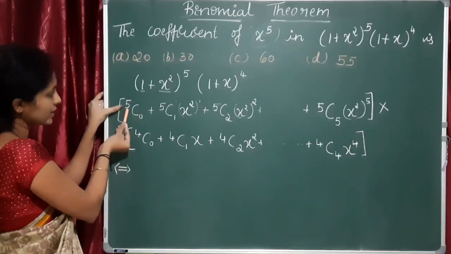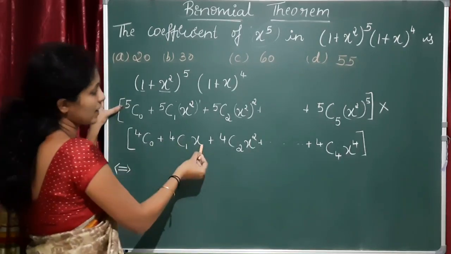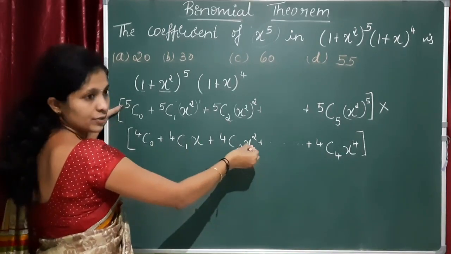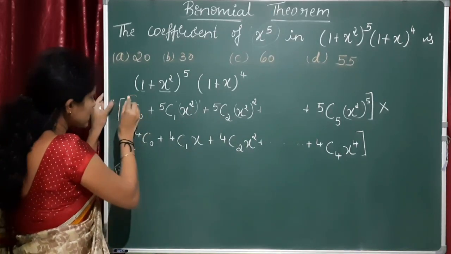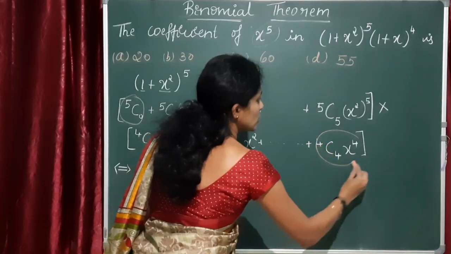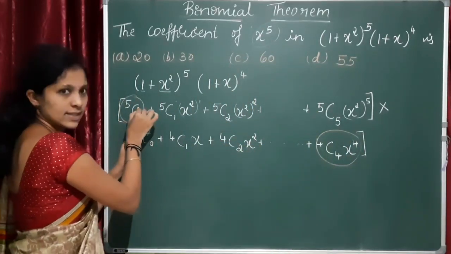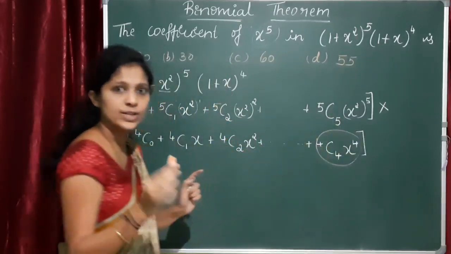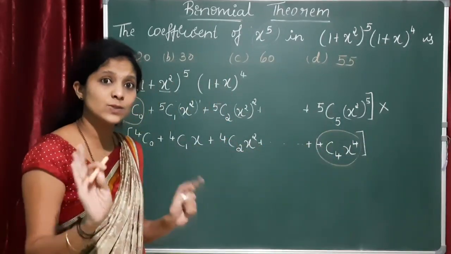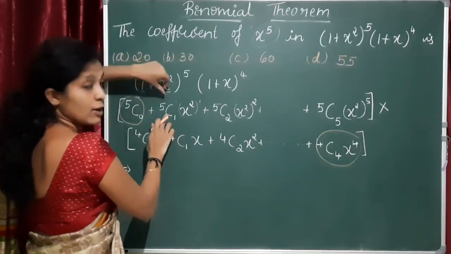If I multiply with this one, 5C0 with this, I can't get x to the power 5; x square is there here. But see this one, 5C0, if I multiply with 4C4 and x to the power 4, is it possible to get x to the power 5? No, because here x is not there and here x to the power 4 is there, so it will be x to the power 4. It is not x to the power 5. So this is not possible with this. Now we'll check with this one.